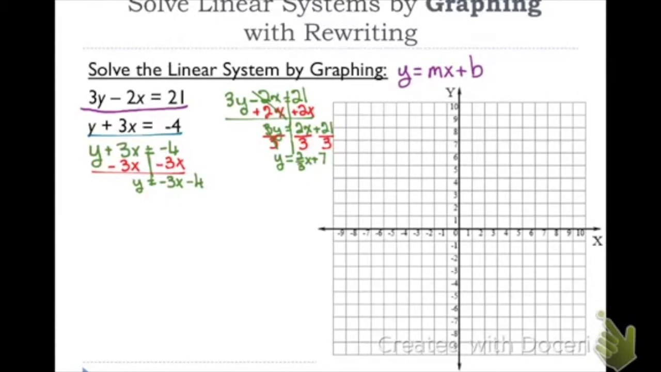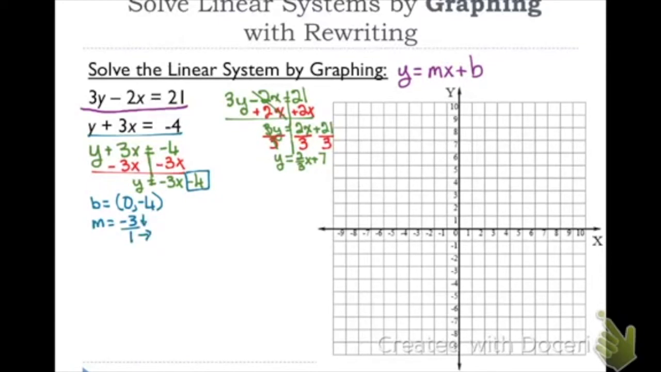Now we're right back to what we were yesterday. We can identify our slopes and our y-intercepts. So let's do that. The y-intercept on this equation is 0, negative 4, because remember it's this right here. And my slope is negative 3. I'm going to put that over 1 and give myself some driving directions.